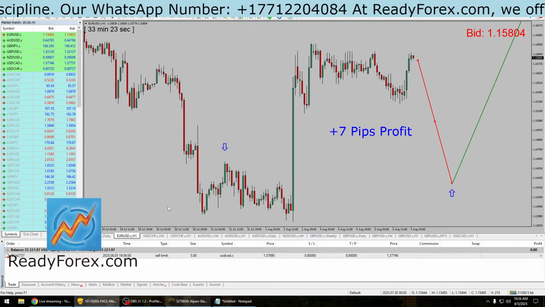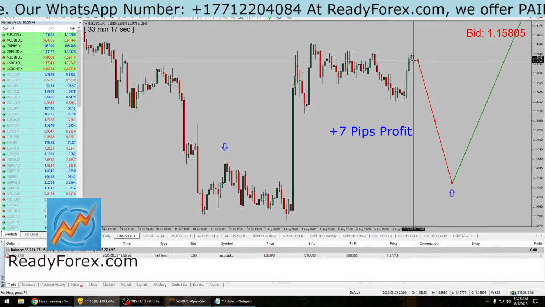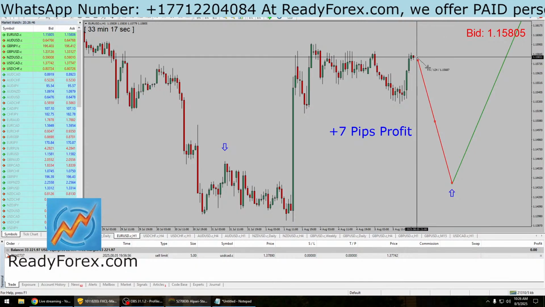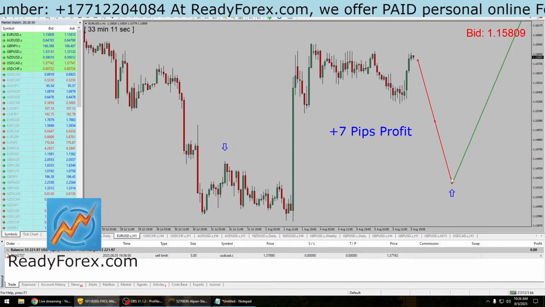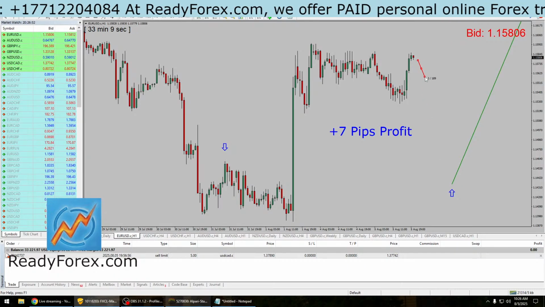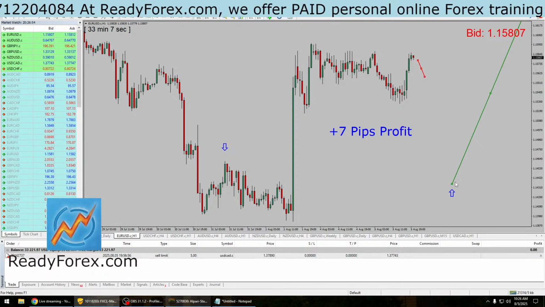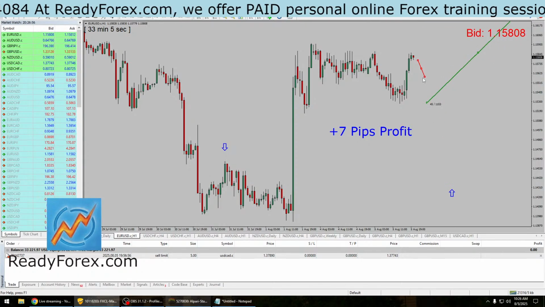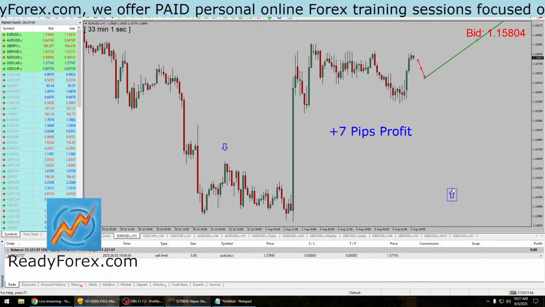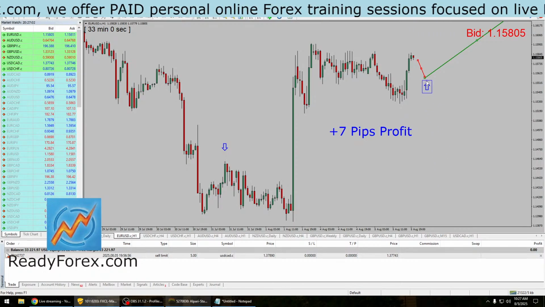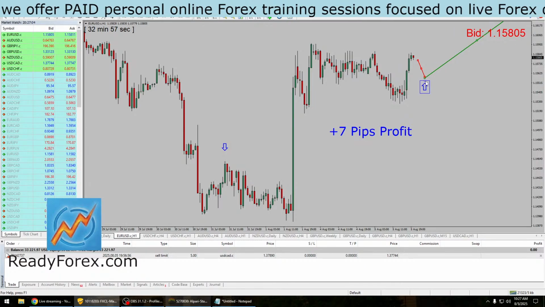If you check out the euro, you can see euro rallied up nicely, and we might get a short-term pullback in euro. Okay, let me show you what I mean by that. We might get a short-term pullback in euro. Okay, and then from these lows, the euro USD is going to rise up more.